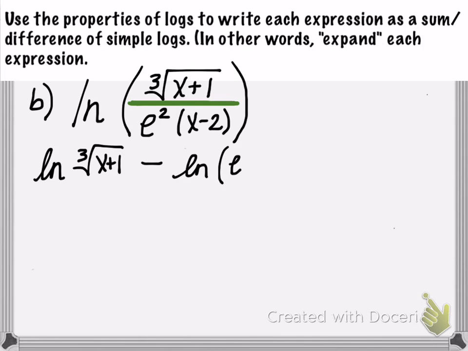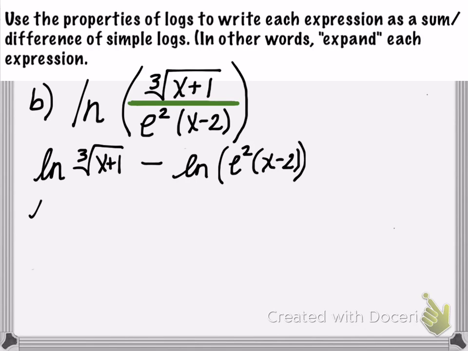And the denominator is the e squared times the quantity x minus 2. So our first step is to rewrite the original logarithm as the difference of 2 logs. And now we'll look at these logarithms individually and see if we can apply the properties any further.